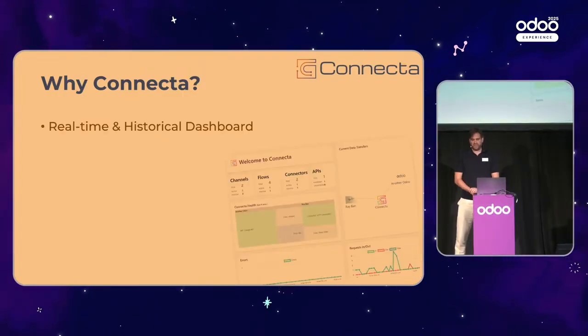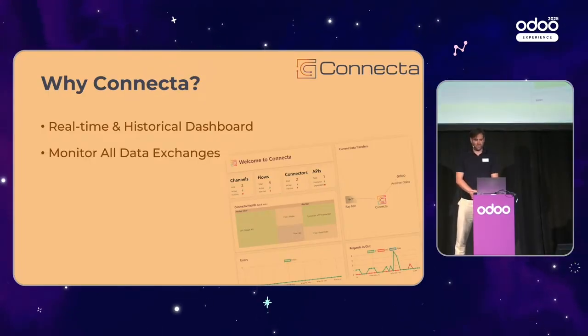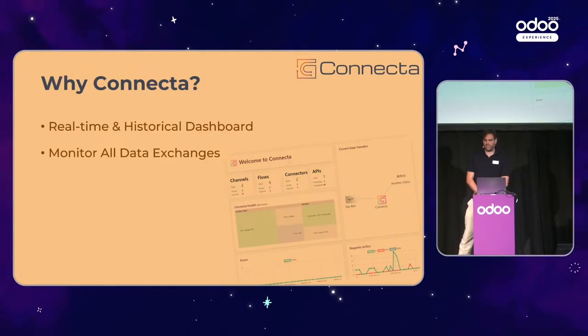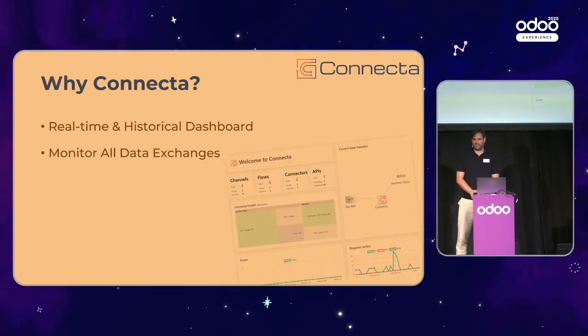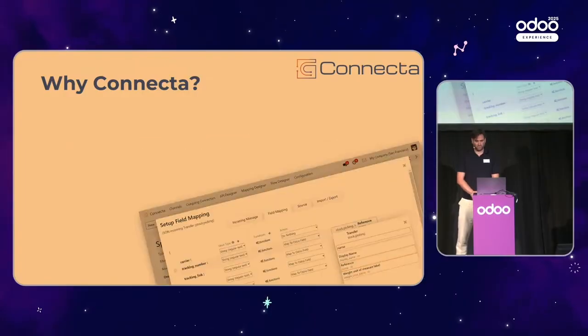We offer a real-time and historical dashboard of everything that's happening with your connections. As soon as something happens in Odoo, you can instantly see what's happening. This is really useful during development as well. You can monitor all data exchanges. As soon as one party sends some data to Odoo, you can actually see that happening. Also, what happened deep in the night, for example.